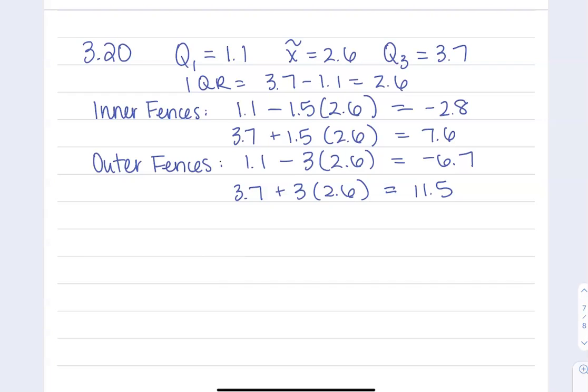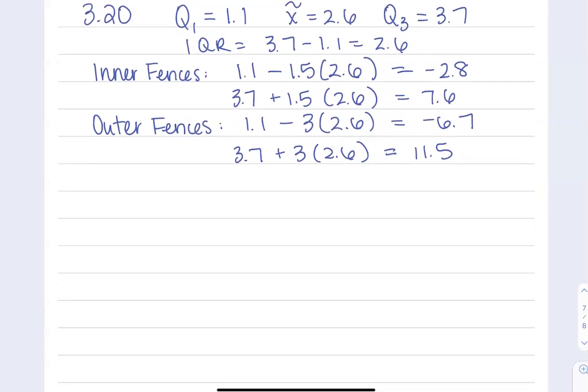Now, we want to look at any of the observations that are beyond these inner fences. And since the inner fence on the low side is negative, we don't need to worry about any of those values. But with a 7.6, we may have some values that are outside of there. So let me draw this, and I can just start at 0. I'm really going to ignore those low fences because they're negatives. They don't make any sense here.